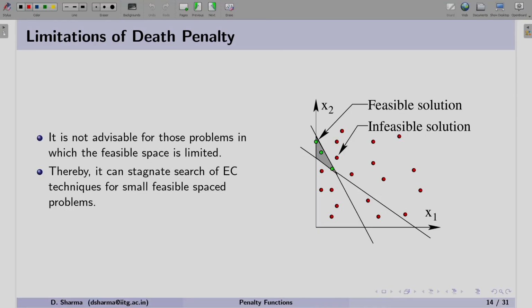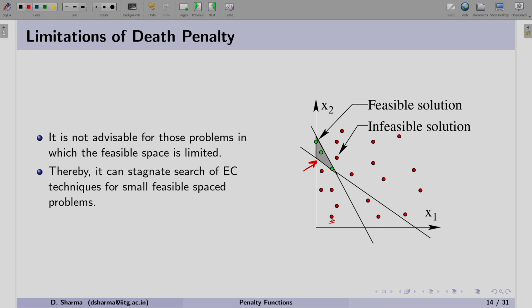So, looking at this particular figure on the right hand side, now suppose we have a very small feasible region as shown in the shaded region, and again the green dots are the feasible points and the red dots are the infeasible points.